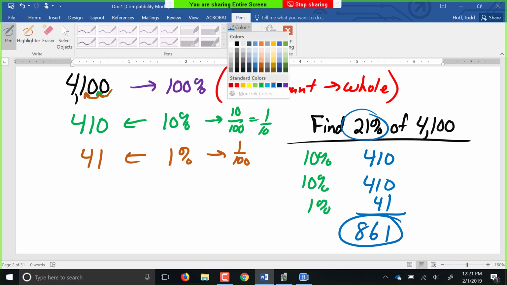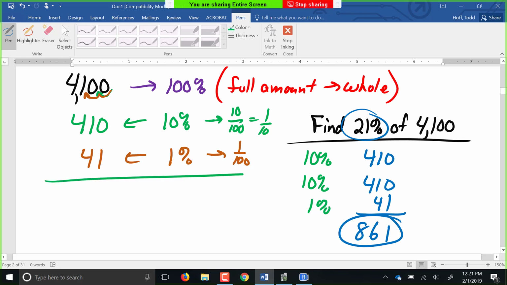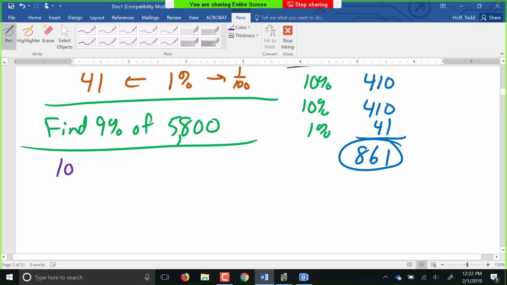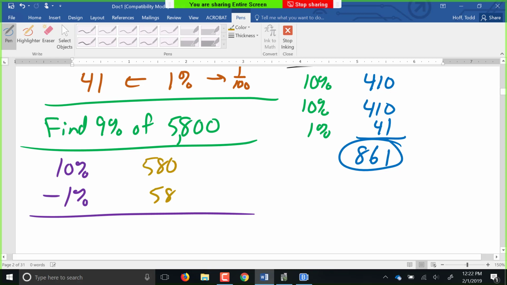Or we might be asked to find 9%. I'm going to use a different number now. Let's say we're asked to find 9% of 5,800. So 9%, I'm going to view that as 10% minus 1%. So 10% of that is 580. 1% is 58. I subtract, that's going to be 522 is 9%.